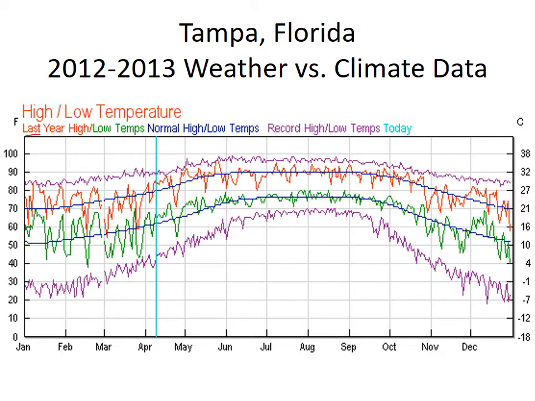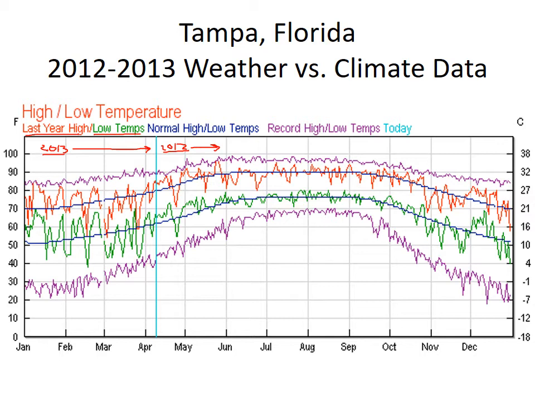The red and green lines here are weather. So this is 2012 on this side of the graph, and this is 2013, starting in January 2013, and this vertical blue line is where it switches over. So to the right of the blue line, we're looking at 2012. To the left of the blue line, we're looking at 2013. That's just how you interpret this graph.